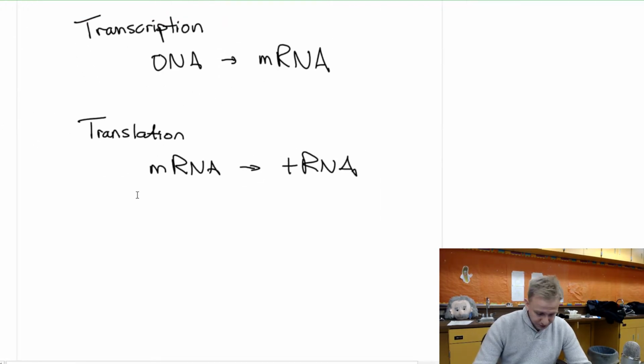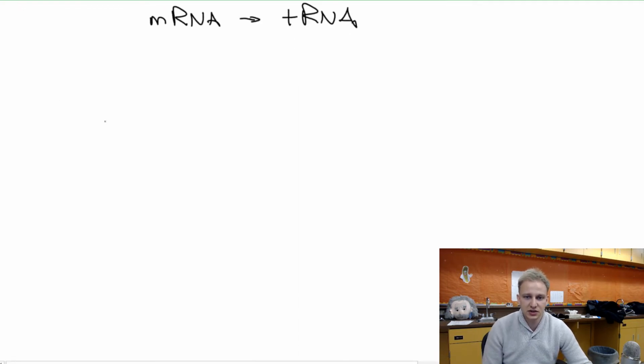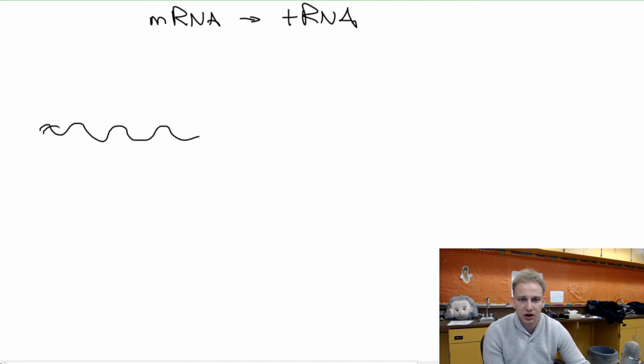So to start off this process here, what we need to first talk about is, well, DNA synthesis or DNA replication was the last thing we talked about. And so what we're going to do is something very similar. And we're going to operate by the exact same rules. Let's say that we have a strand of DNA.